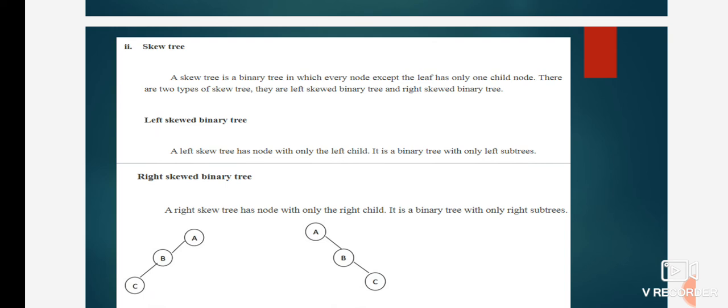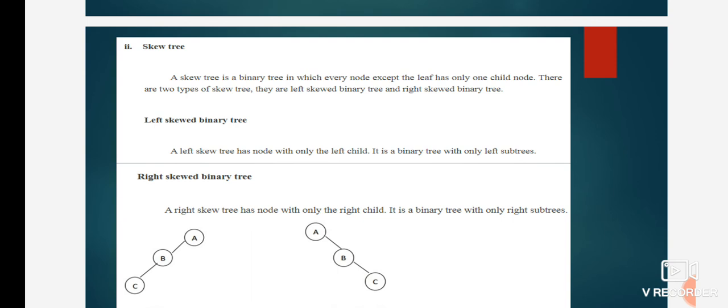Then skew tree. A skew tree is a binary tree in which every node except the leaf has only one child node. There are 2 types of skew tree: left skew binary tree, and right skew binary tree. The first one is left skewed binary tree. A left skewed tree has nodes with only the left child. So it is a binary tree with only a left subtree.